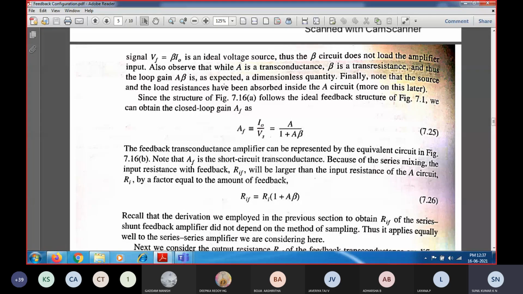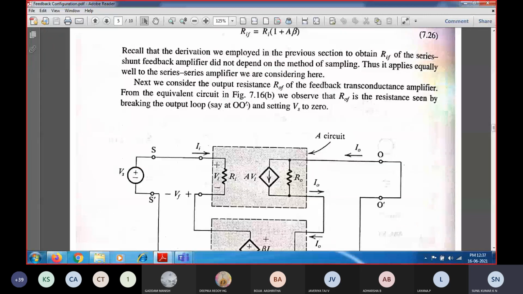If the shunt is across the output terminal, then you are going to have R naught divided by 1 plus A beta. So this clearly indicates that controlling of input and output impedance takes place when you apply the negative feedback, depending upon the type of configuration, series or parallel. If it is series, it is going to increase. If it is shunt, it is going to decrease. Corresponding sides it is going to increase or decrease.